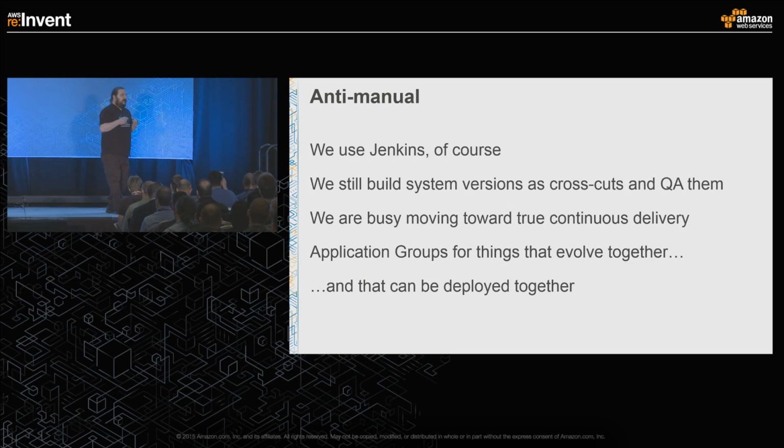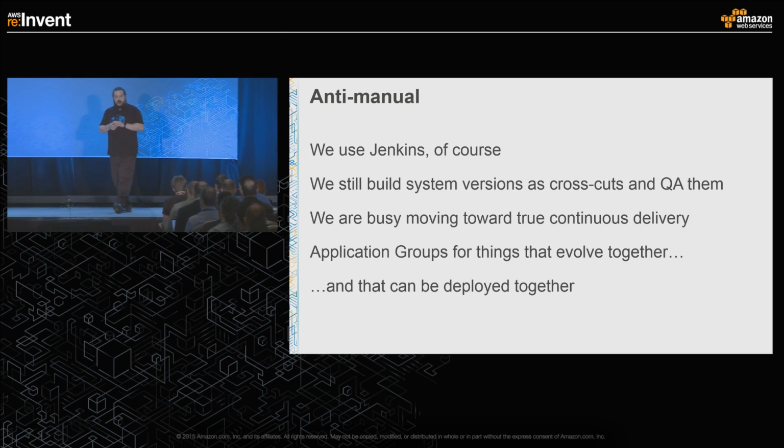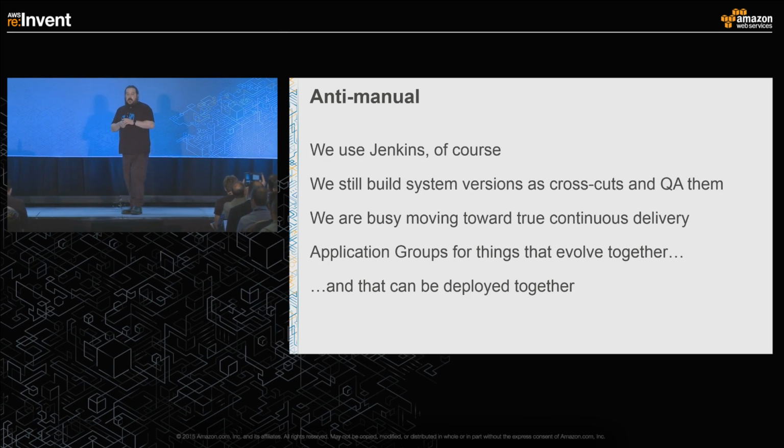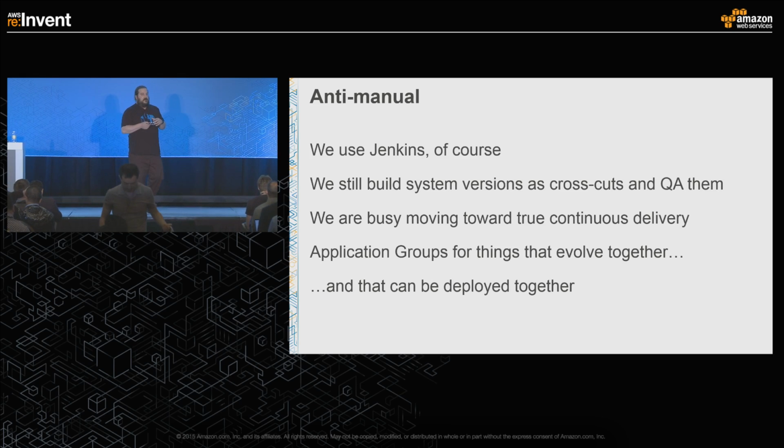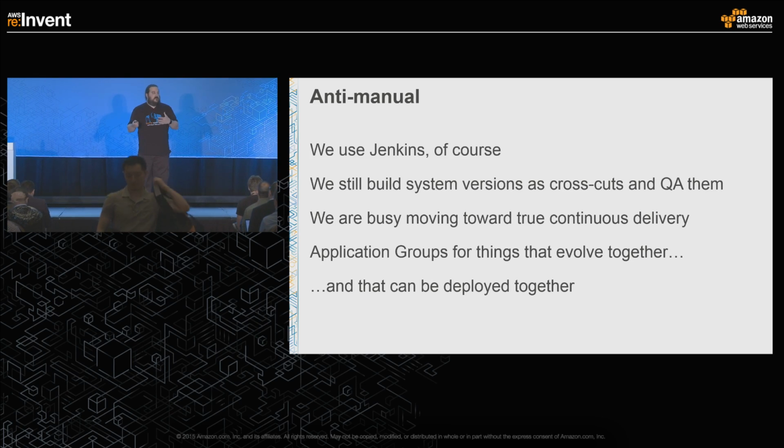We, of course, use Jenkins. You can pull whatever CI tool you want to use. That's fine. We still build system versions that we deploy as crosscuts across all the modules because we feel that we need to test them together. So even if you have microservices, you can still end up in this sort of trap of having a monolithic microservices thing going on because you feel that you need to deploy them all together.